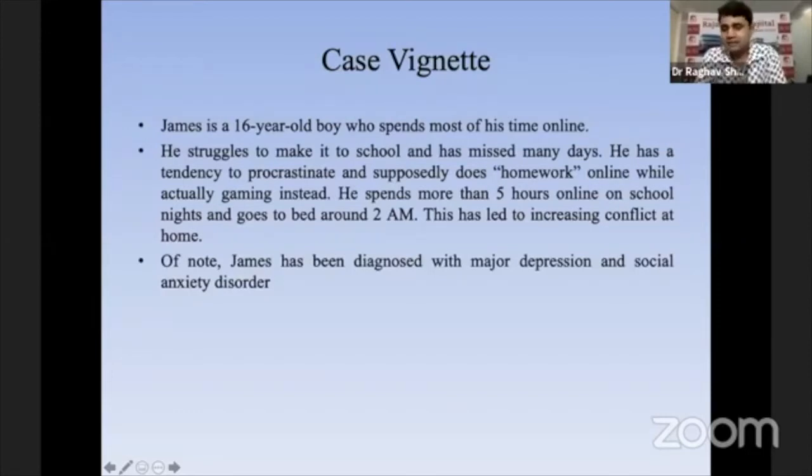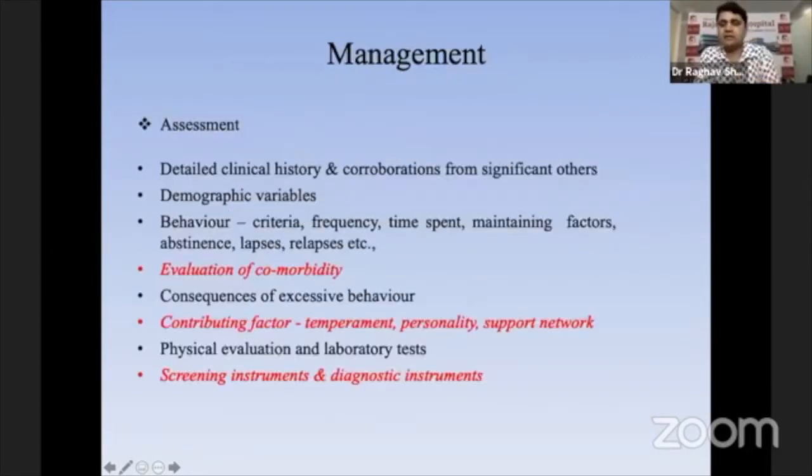So now in this case vignette, what we can see is there is a significant amount of increased time used non-productively online. There are a lot of problems in functioning, and along with that, there is a diagnosis of major depression and social anxiety disorder. So can we attribute all his online use to his major depression and social anxiety? It cannot be done in every case. Addictive pattern can be independent of these, although they all might be contributing to each other. So with this understanding, now let us move a little fast through the management approaches.